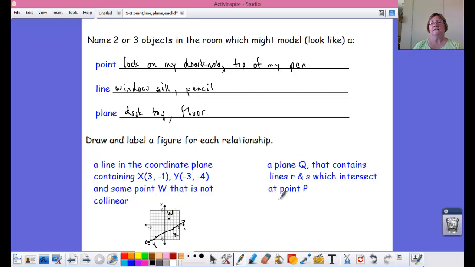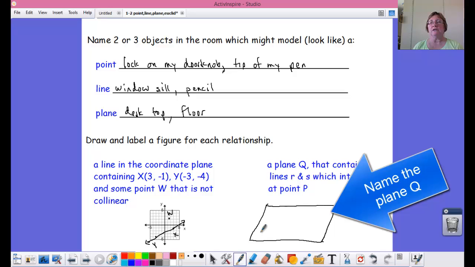The next of these instructions asks us to draw a plane Q. When we are picturing planes with pencil and paper, we use parallelograms for the plane. Even though we know that planes extend infinitely, they don't have edges like this. This is the way we show them if we're drawing. We want our plane to contain 2 lines, a line R and a line S. And those lines are supposed to intersect at some point P. So, there we go. An R and an S, those are the line names. Point P, capital P. Very good.